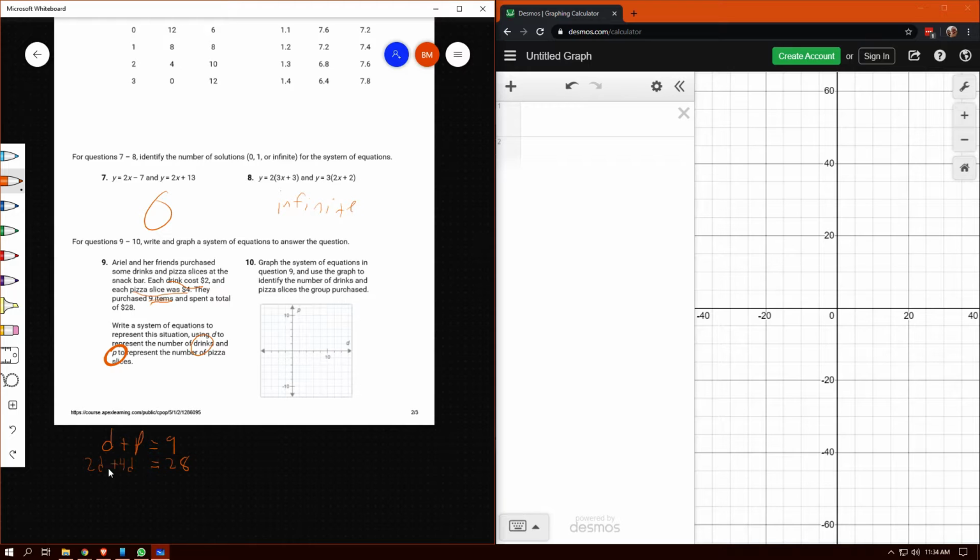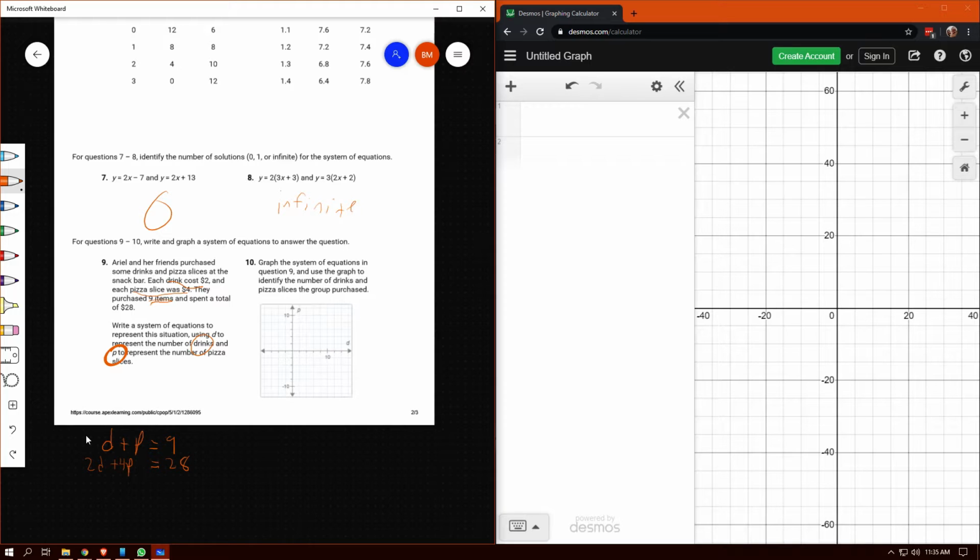So if you ever multiply this, however many drinks or pizzas, oop, I made a mistake there. That should be a P. Boom, right there. So however many pizza slices and drinks they had, the cost would be $28, but the total number of items was 9. Those are the two equations that I have.